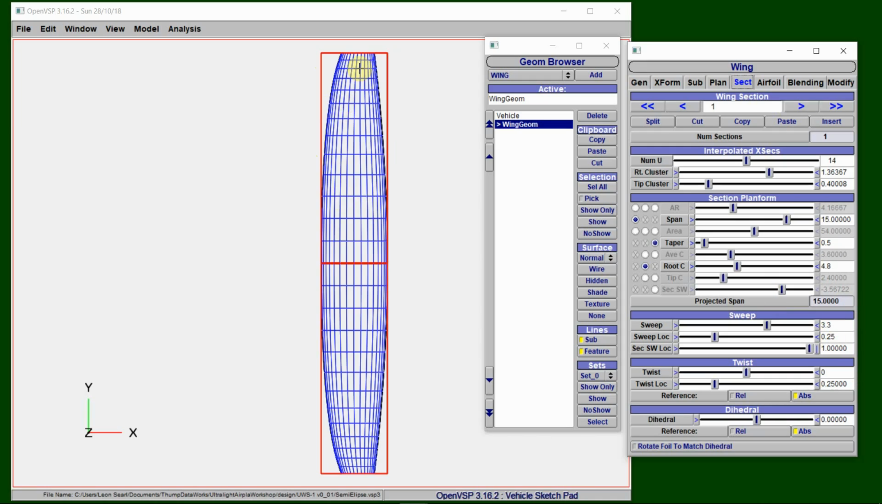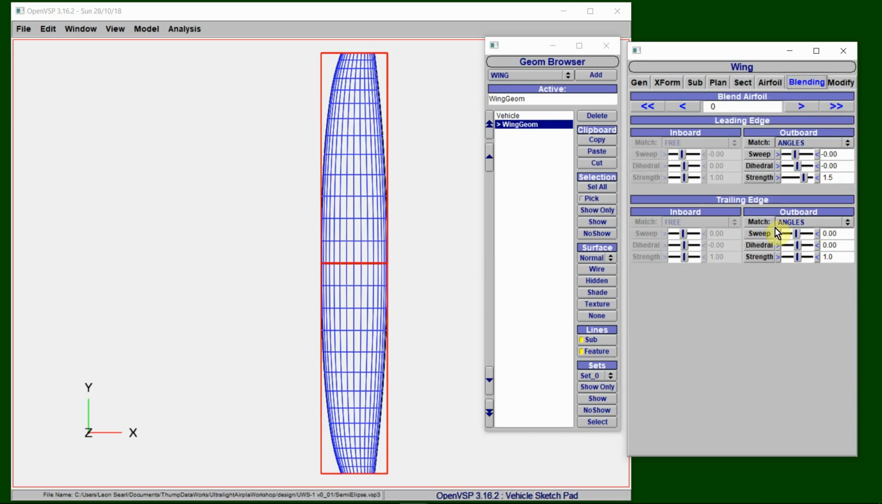Let me talk a little bit about how I did this curve. I didn't do it myself. I let this program, OpenVSP, do it for me. What I did is I came out to this blending section. I told it I want to have 0 degrees on this leading edge, 0 degree sweep on both the leading edge and trailing edge. And then I left these corners out here free to be whatever the program wants it to be. And what the program did is it built a curve in here for us.